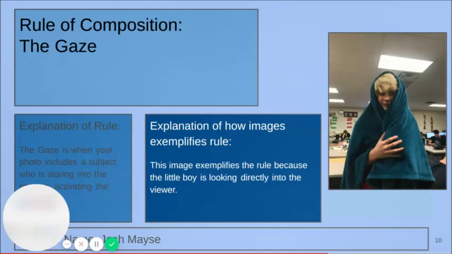My third and final rule of composition was the gaze. The gaze is when your photo includes a subject who is staring directly into the camera lens, which activates the subject-to-audience connection. This image exemplifies the rule because the little boy is looking directly into the viewer's eyes.